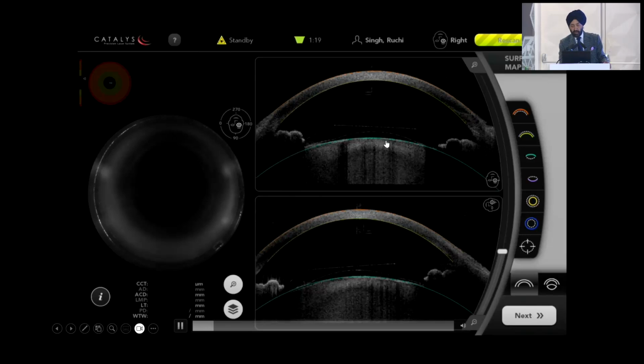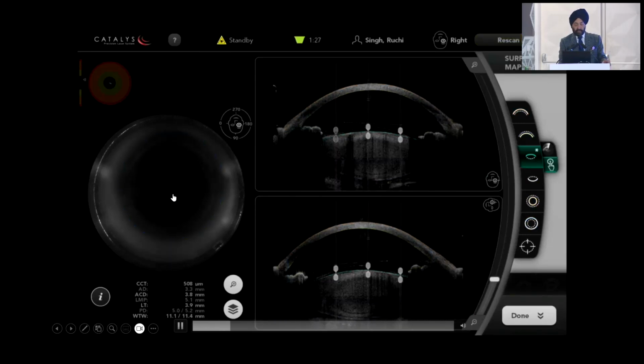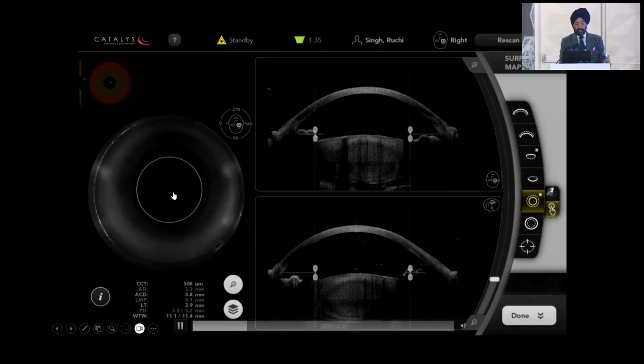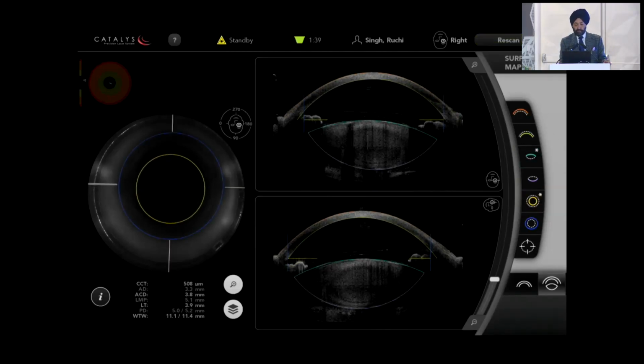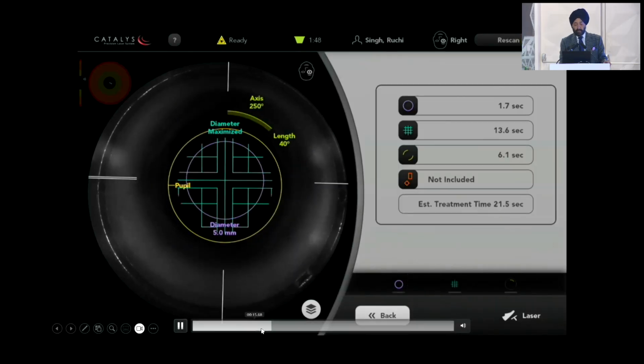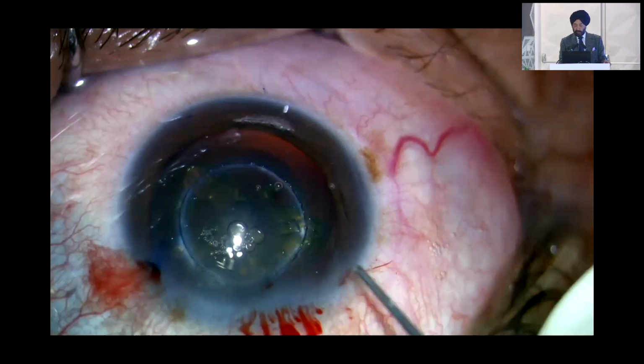So you can see the vault is good. This is the pupil. The problem here is that the optic zone is taken up as the pupil, so you have to enlarge the pupil. And once you have enlarged the pupil, you get an excellent capsulotomy with this. So you can see here that there is an excellent capsulotomy.